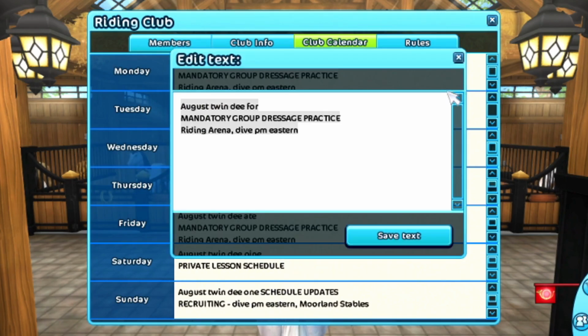On Mondays, we have group dressage practices, and here's the format of how I write my calendars. So the first line is always going to be the date. The next line here is going to be the activity that we're doing. And then the next line is going to be the location, the riding arena, and the time that we're doing it. And as you can see, Eastern time zone is the time that I write in my calendars.